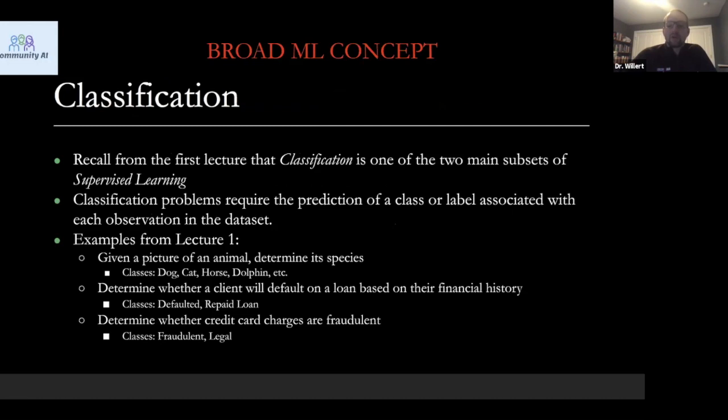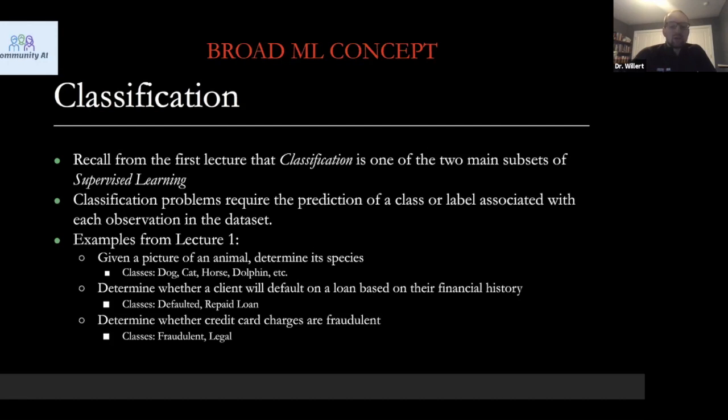You recall from our first lecture that classification is one of the two main subsets of supervised learning. So there's classification and regression. On, I guess, last Thursday, we talked about our first regression algorithm. That was linear regression. Today, we're going to talk about our first classification algorithm. That's logistic regression. So classification problems require the prediction of a class or a label associated with each observation in the data set. So we gave a few examples of those in lecture 1.